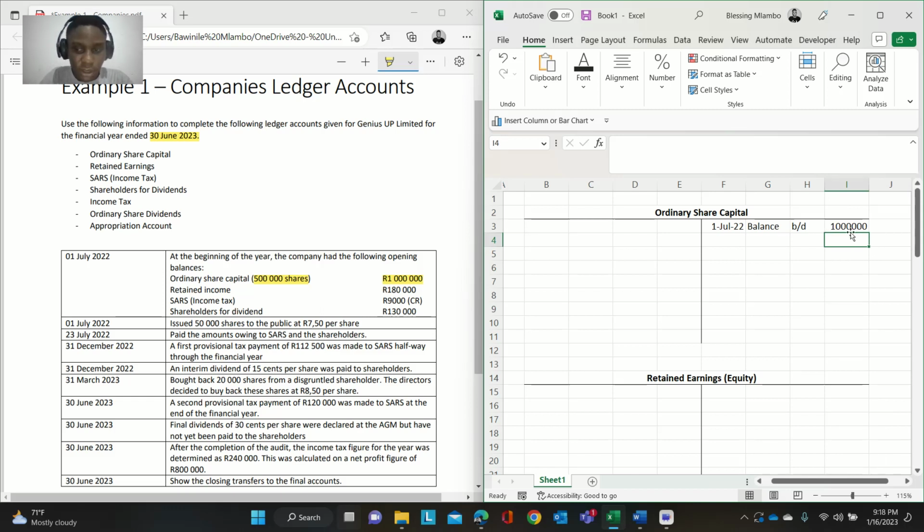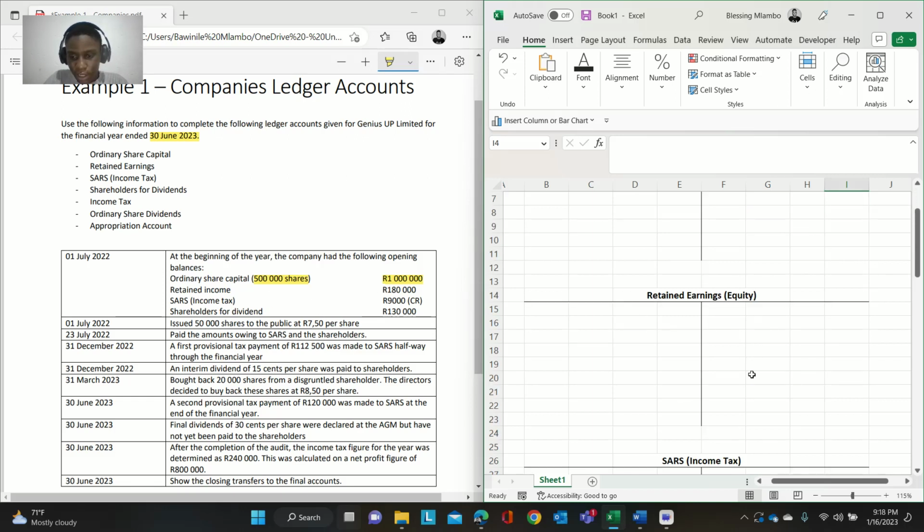This is an equity account. It increases on the credit side. Therefore, its balance brought down will always be on the credit side. And then they say you have a balance of retained income of 180. Retained income is also an equity account. It increases on the credit side, meaning that the balance brought down of retained earnings will be on the credit side, if you want to check. So this is the balance brought down on 1st of July 2022.